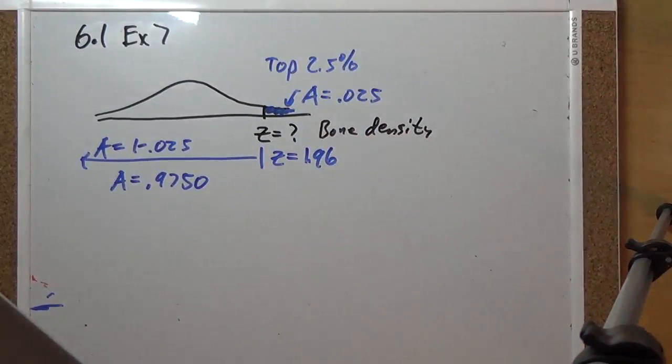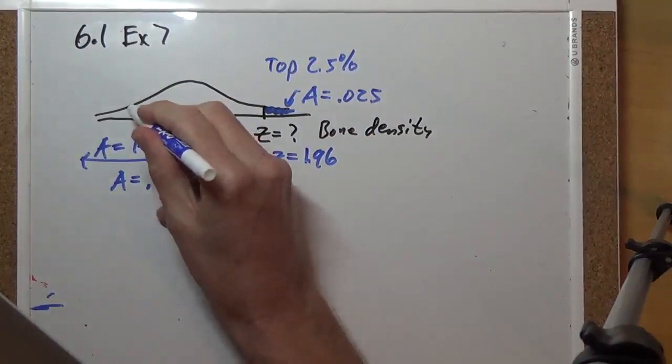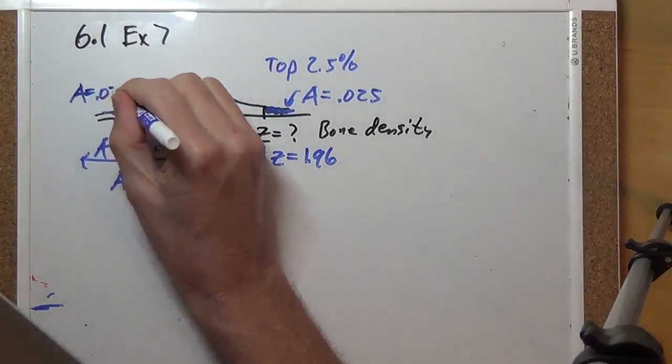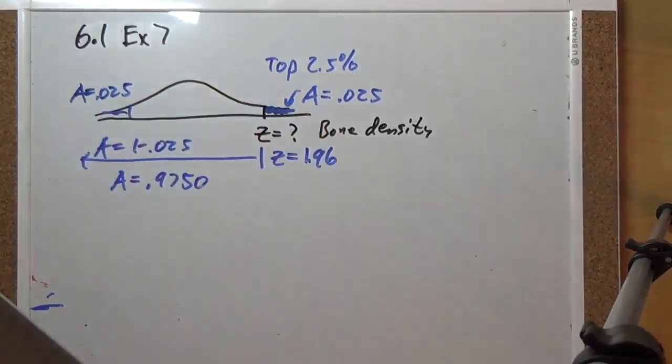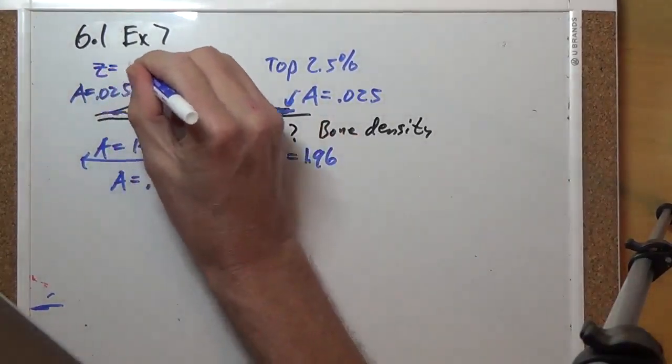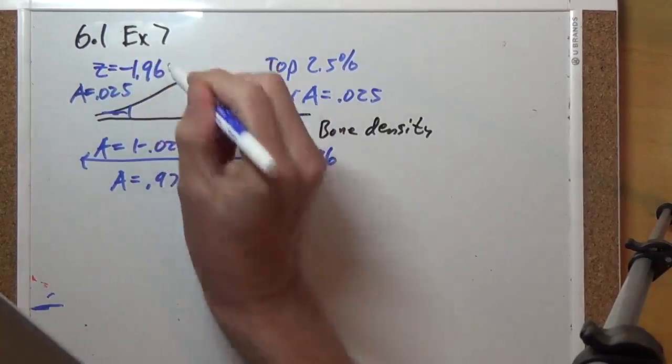Okay, if we were doing the bottom 2.5%, for this area is 0.025, my bad. Well, with symmetry, we get the z-score there is negative 1.96.